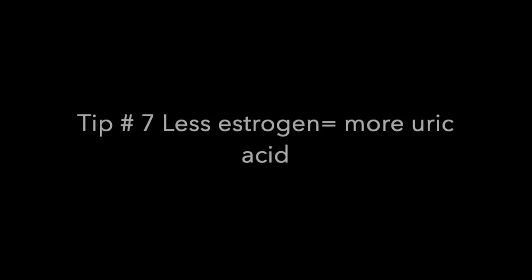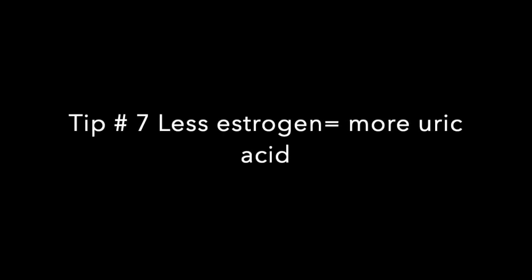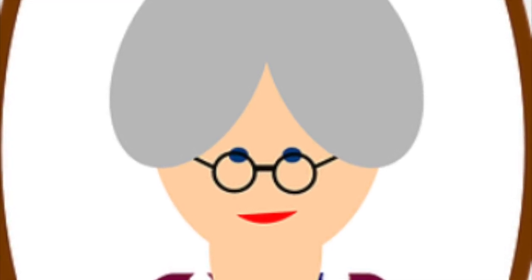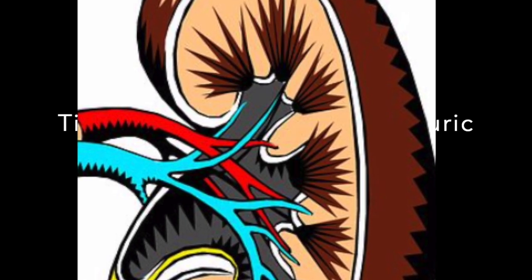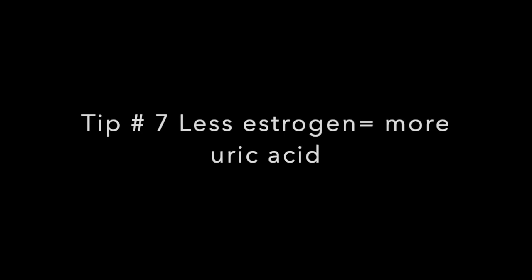Tip number 7. Less estrogen equals more uric acid. Now, women typically will get gout more in their older years, and it's because basically they have less estrogen, and estrogen usually supports kidney function and the ability for it to process uric acid. This is actually from rush.edu.